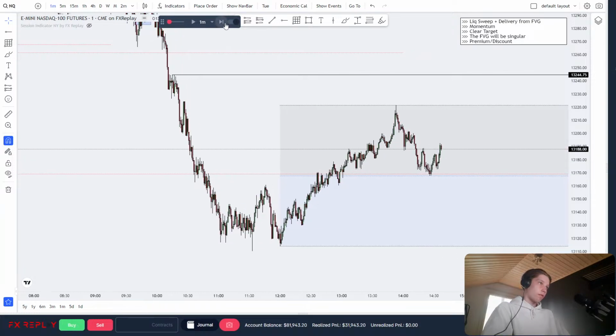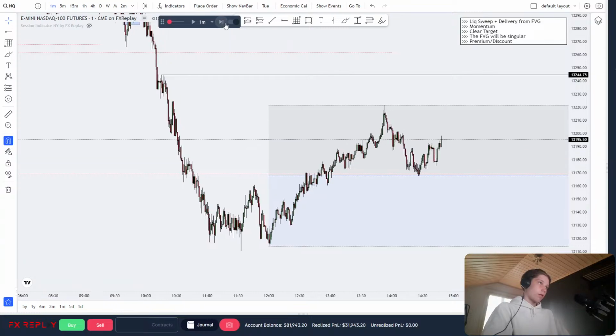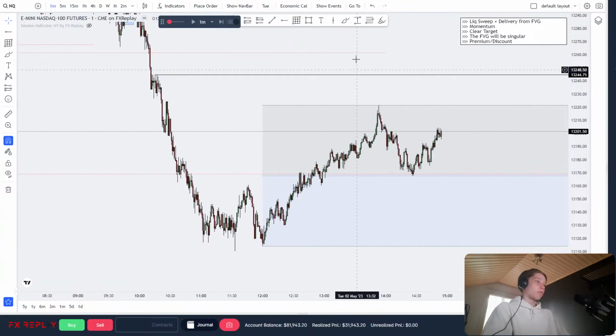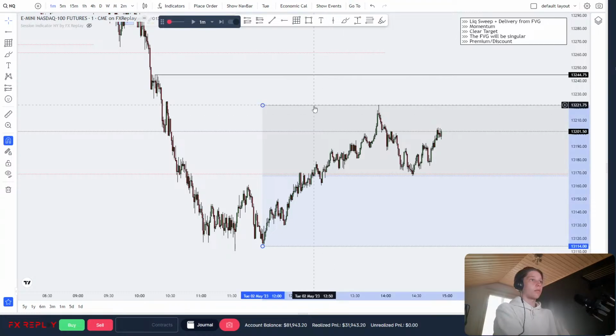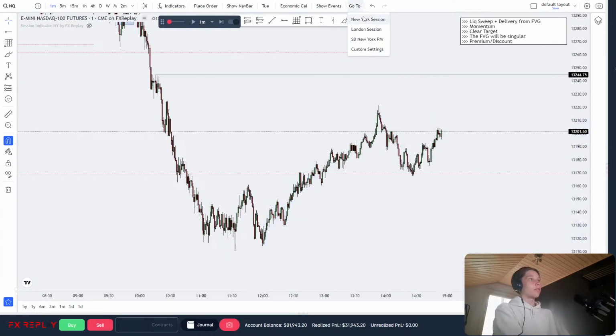Equilibrium tapped, and it starts to reject, but it's choppy. I'm not interested in this. I'm gonna just be totally honest. So let's go to New York session.